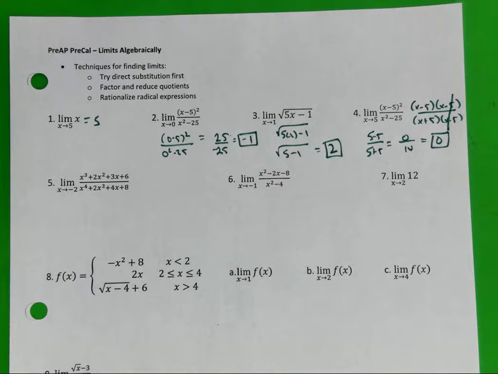Look at 7. 7's the easiest one on the page. The limit as x approaches 2 of 12. Is there anywhere to plug a number in? So what's your limit? 12.